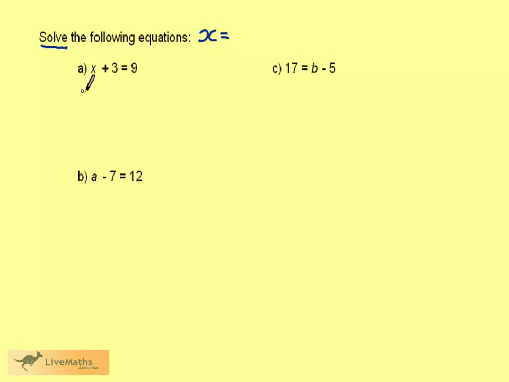Remember that equations are like balances. We have x plus 3 here, so 3 is being added to the x. We want x on its own. So we can write x plus 3 and then subtract 3 from the left-hand side. But if we do this to the left, we have to do it to the right. Note we have 3 subtracted from both sides. Doing the same to both sides maintains balance.